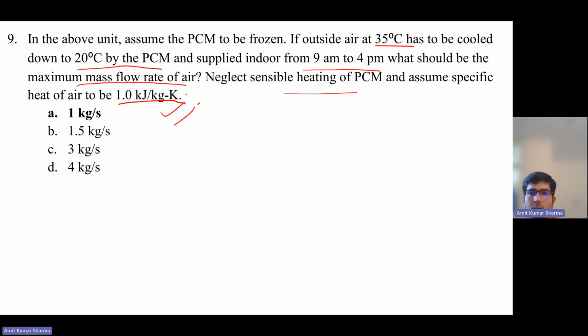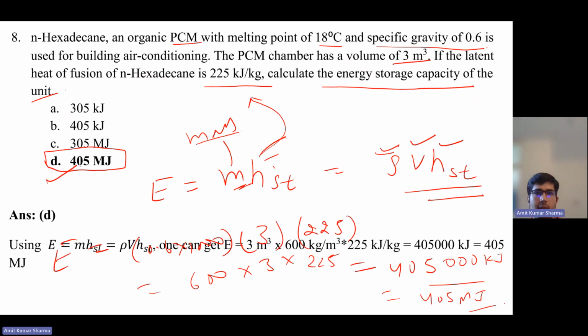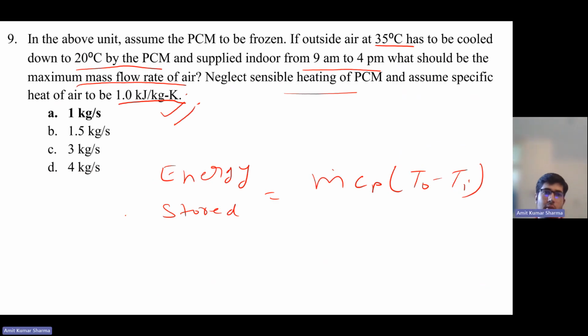Okay, so let me give you some hint. The energy stored can also be written as this, because you have been given the conditions and the phase change material. In the previous question, you already calculated the stored energy for this hexadecane phase change material, that is 405 megajoule, or you can say 405 times 10 to the power 3 kilojoules.